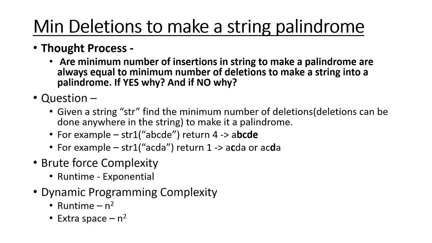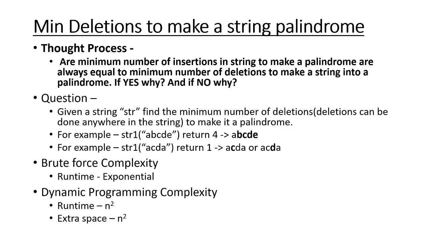Now in the second example, what are we given? We are given a string acda. So how many characters do we need to delete in the string such that this string becomes a palindrome? We need to delete a single character, and that single character might be C or D. If we delete C, then we get a string ADA, which is a palindrome, and if we delete D, we get a string ACA, which is again a palindrome.